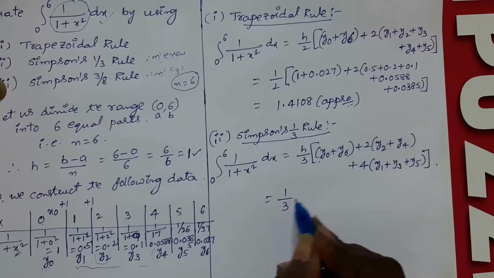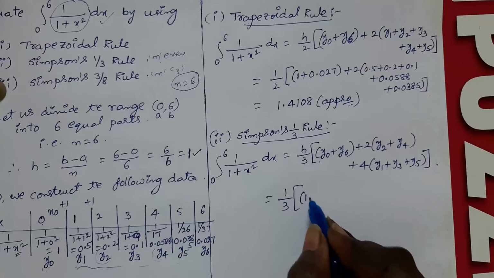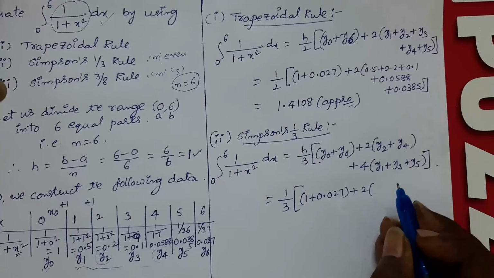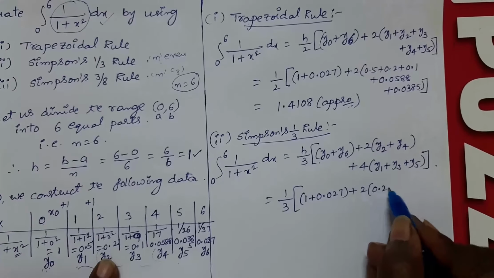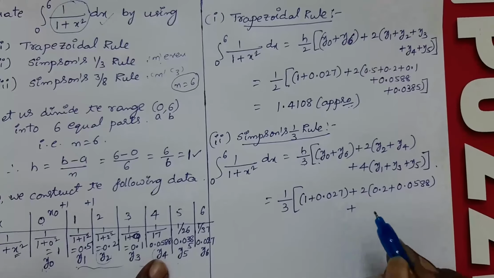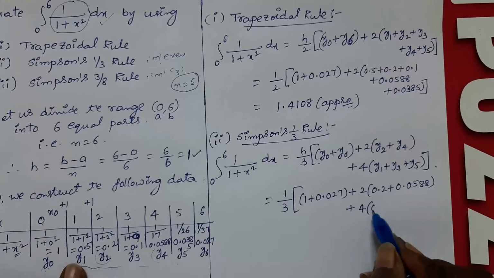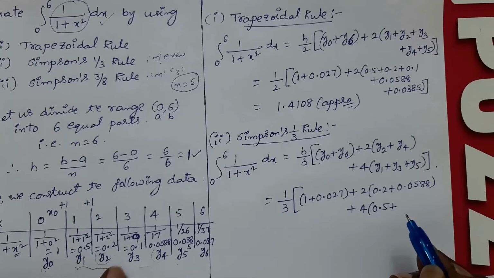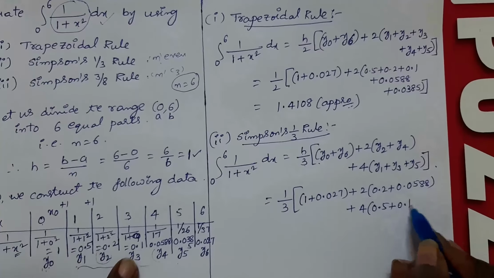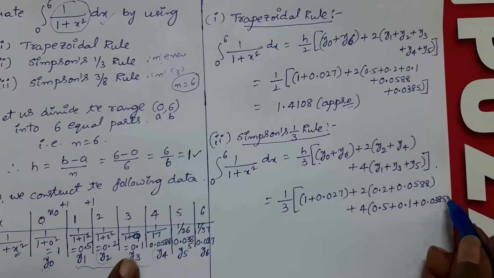H is nothing but 1 by 3. The sum of the first and last terms is 1 plus 0.027, plus 2 times of y2, what is y2? y2 is 0.2, plus y4, which is 0.0588, plus 4 times of y1. What is y1? 0.5, plus y3, y3 is 0.1, plus y5, 0.0385. Okay, close the bracket.